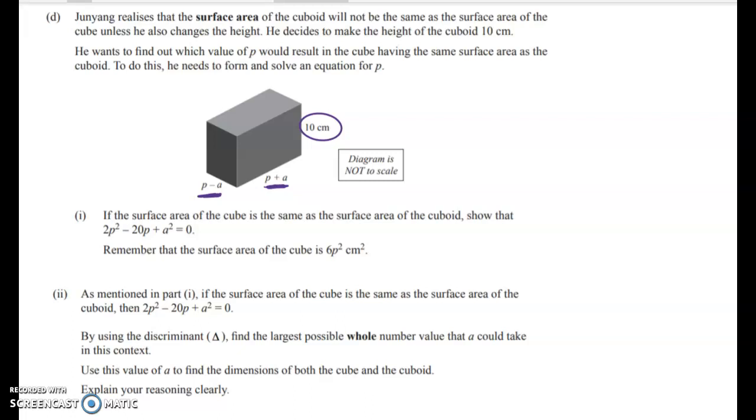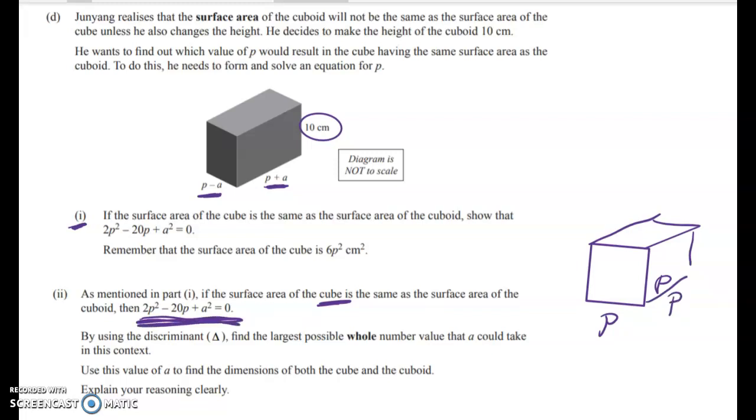What we found in part 1 is that if the surface area of the cube is going to be the same as the surface area of the cuboid, right? So the cube is the cube where all the sides, now I'm going to do a bad drawing but never mind, all of the sides of the cube have length p. And we got this condition for the surface area of the two things to be the same.